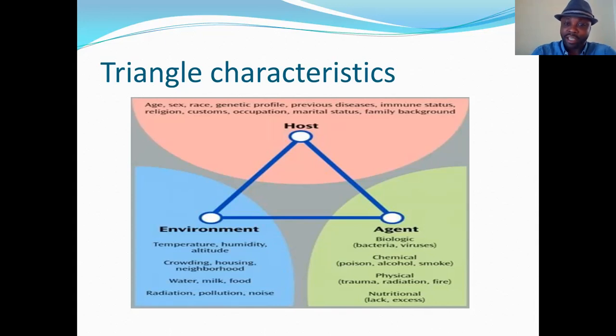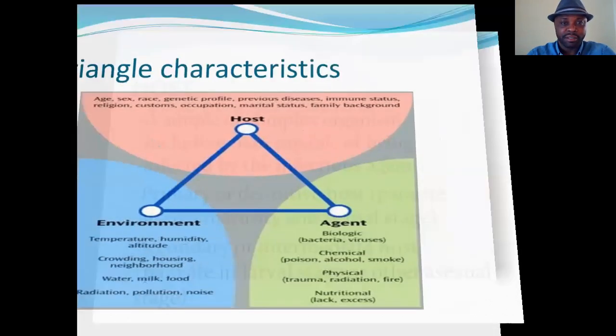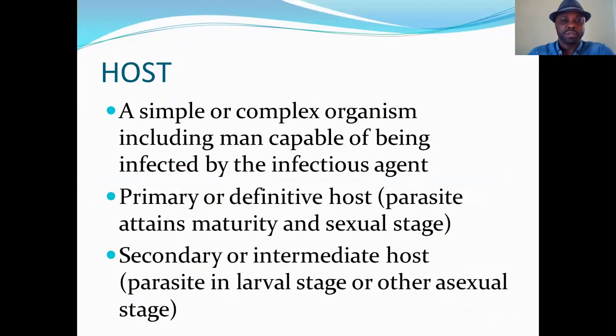Then you look at the agent. An agent can be biologic, like bacteria and viruses. It can be chemical, like poison, alcohol, smoke. It can be physical, like trauma, radiation, fire. It can be nutritional, whether there is a lack of nutrition or an excess of it. But for the purposes of this lecture, we shall be concentrating more on biologic agents as agents that cause communicable disease.